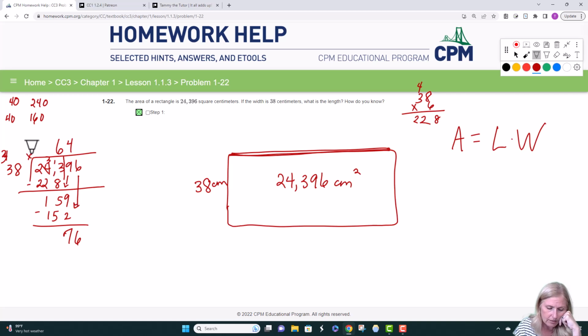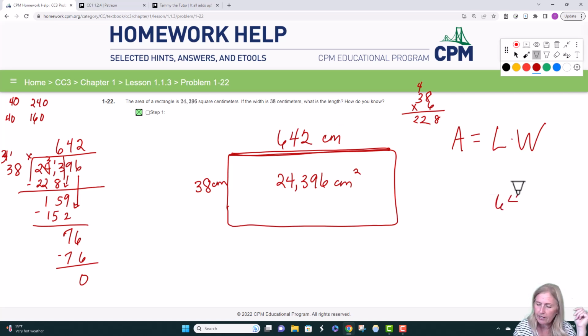And 38 goes into 76. Well, I can just tell it's actually twice. 2 times 8 is 16. 2 times 3 is 6, plus 1 is 7. Okay. So our answer, our length, is 642 centimeters. If you really want to check your work and make sure, you can come over here and say 642 times 38. Make sure it equals this big number. Could have used your calculator.